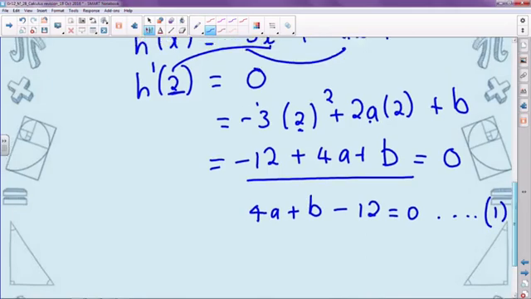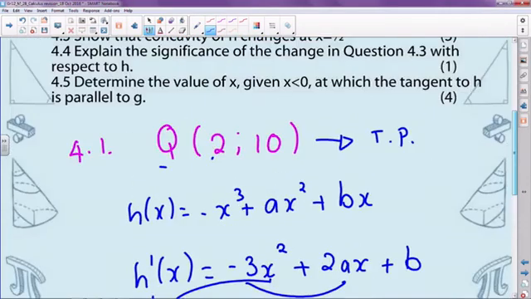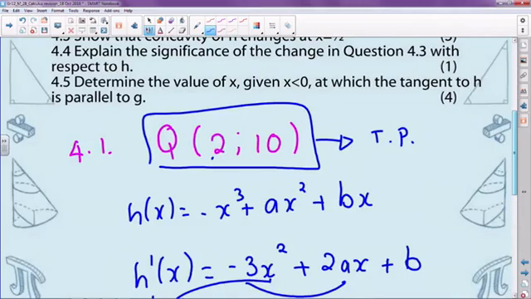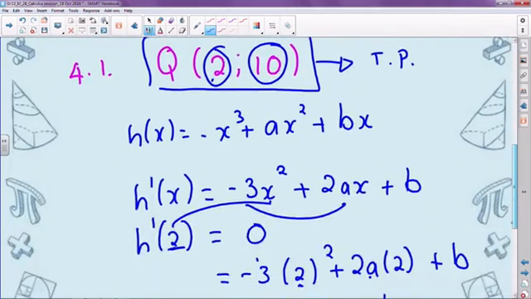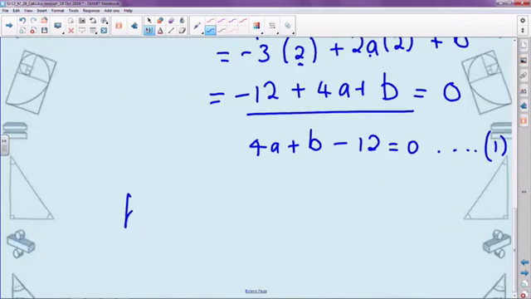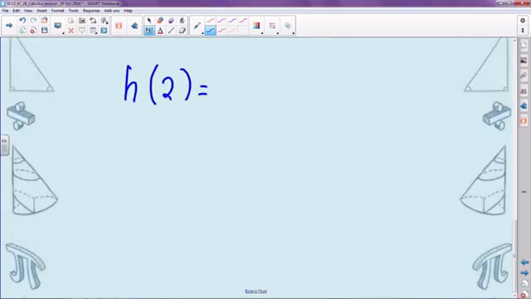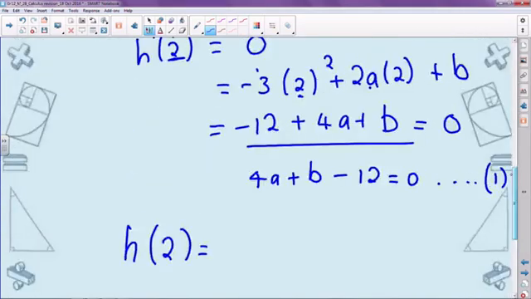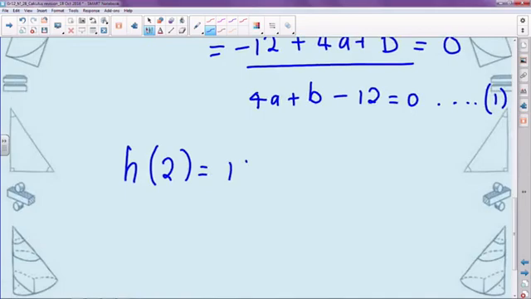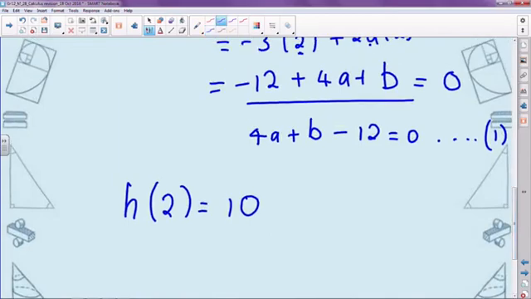Where do we get equation 2 from? Remember, the point 2, 10 is a function value on this graph. So when your x value is 2, the corresponding y value is 10, right? So now we're dealing with the function value. Do not confuse the function value with the derivative of the graph at the point 2, okay? So h of 2 now, not the derivative at the point 2, but h of 2 is equal to 10. So this is going to give me my second equation.